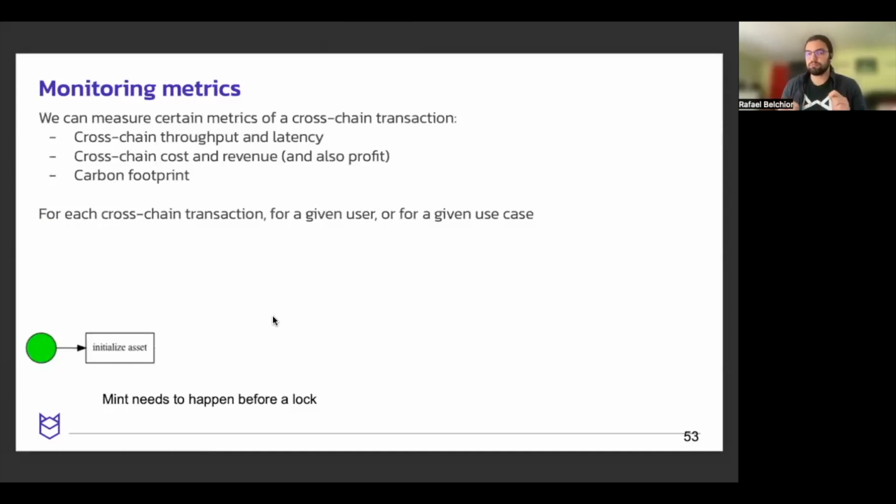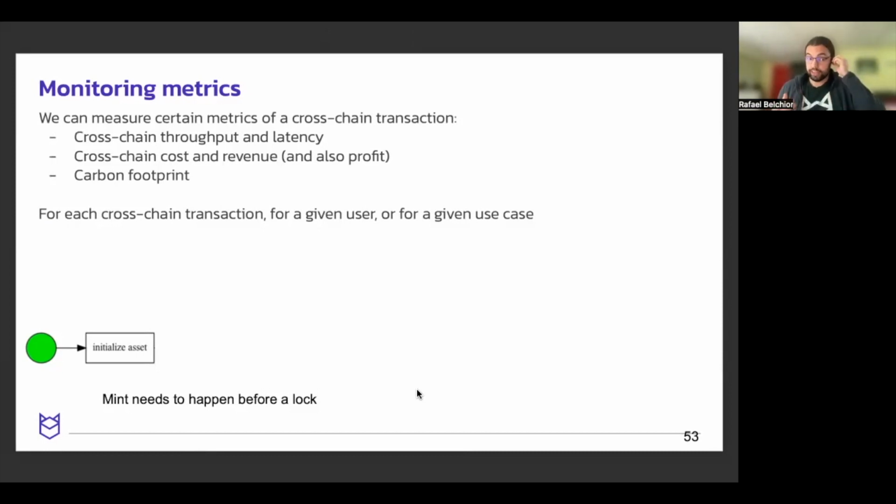This is maybe a bit orthogonal, but we can also do very interesting business analytics on top of cross-chain transactions. Give me just a second. Someone's chopping a tree really enthusiastically.